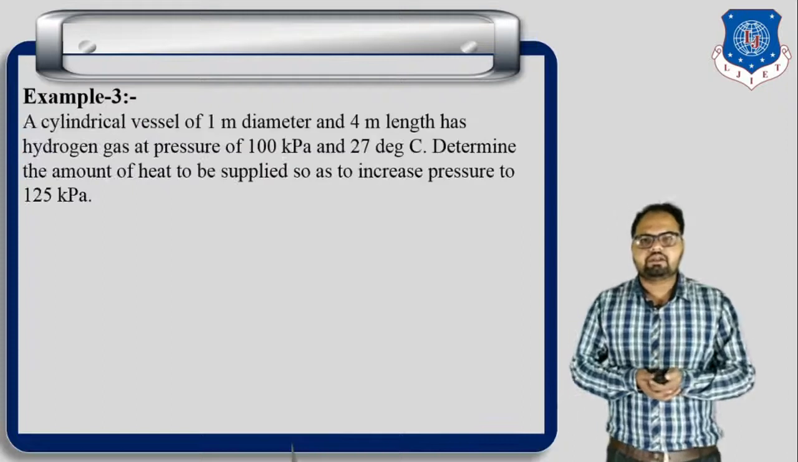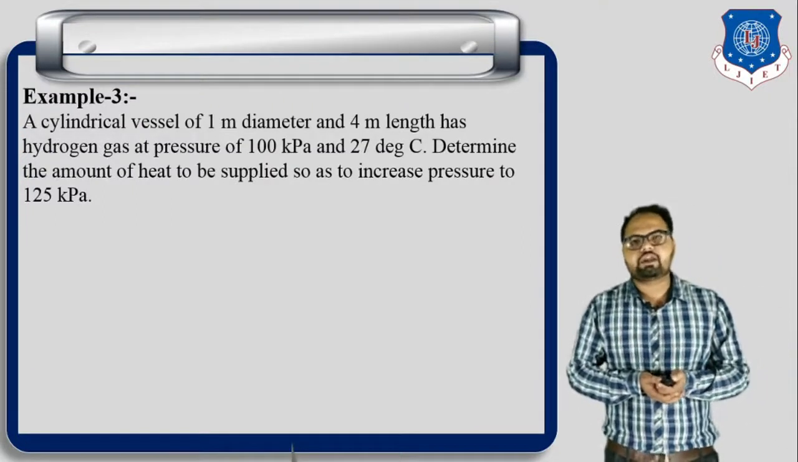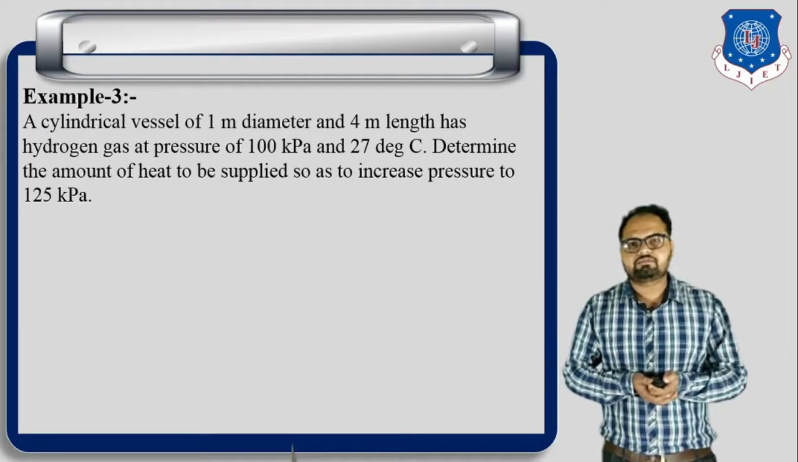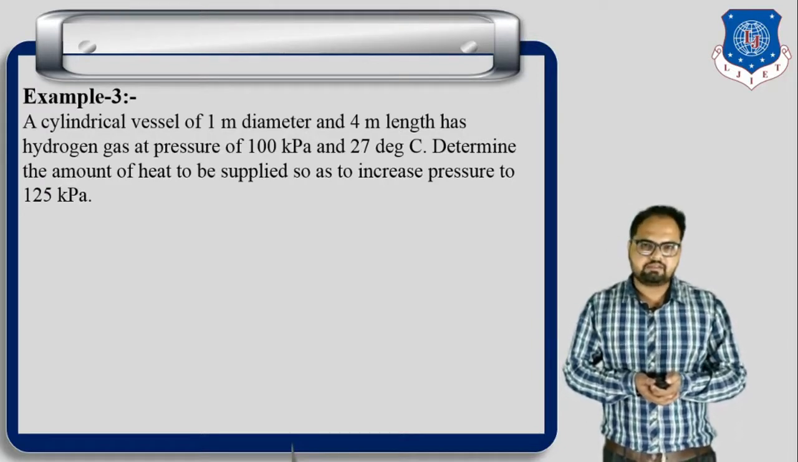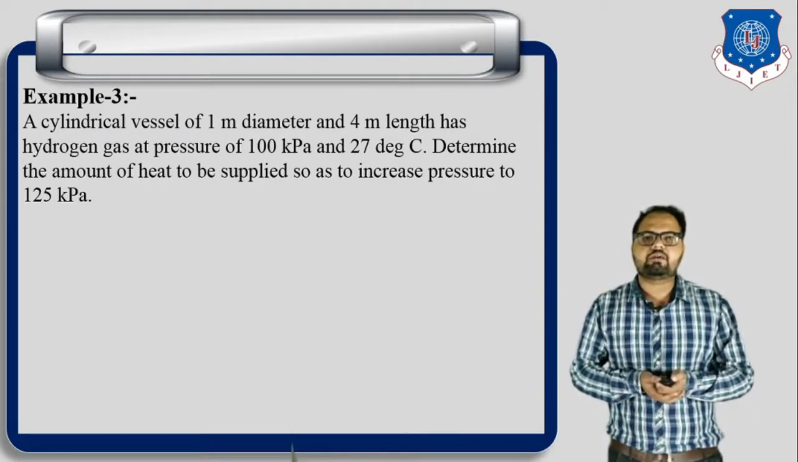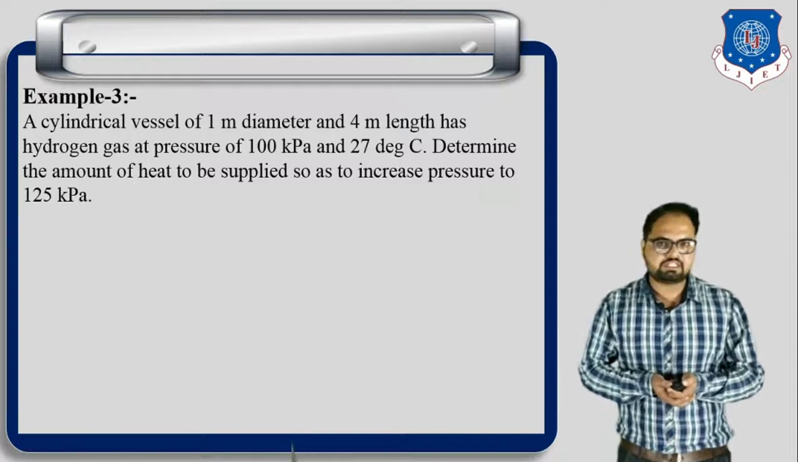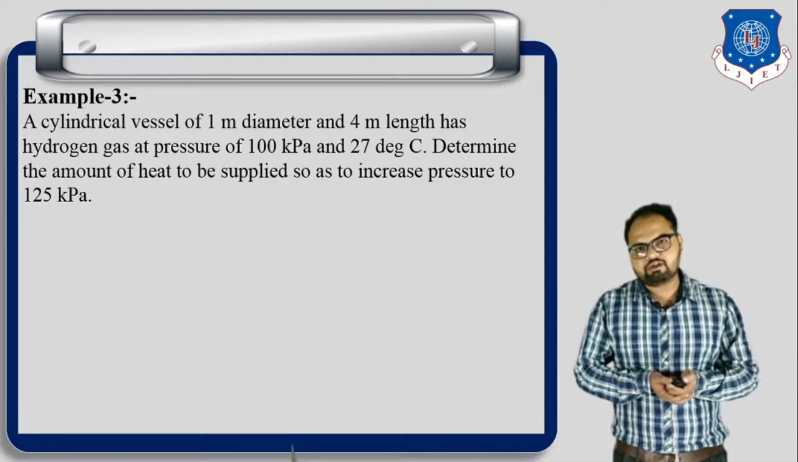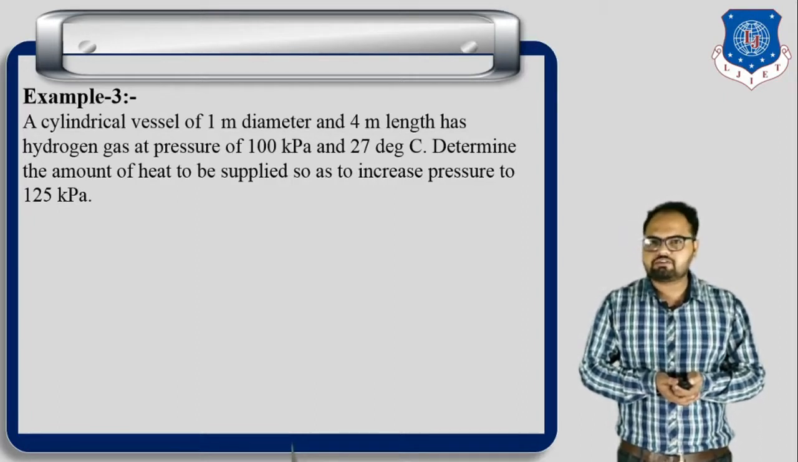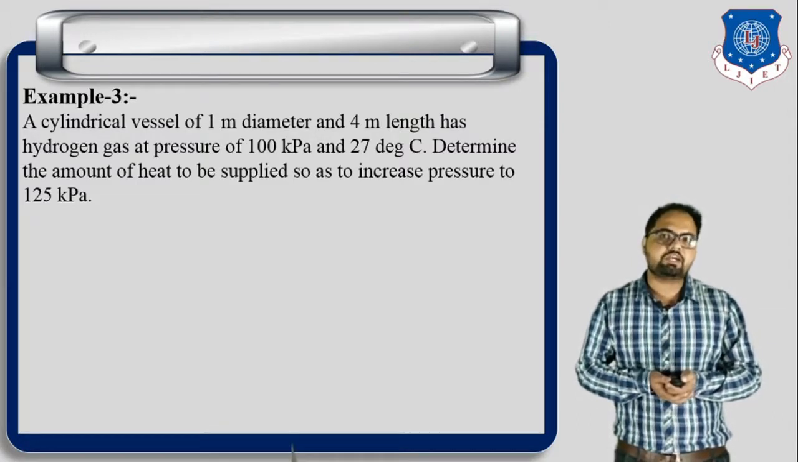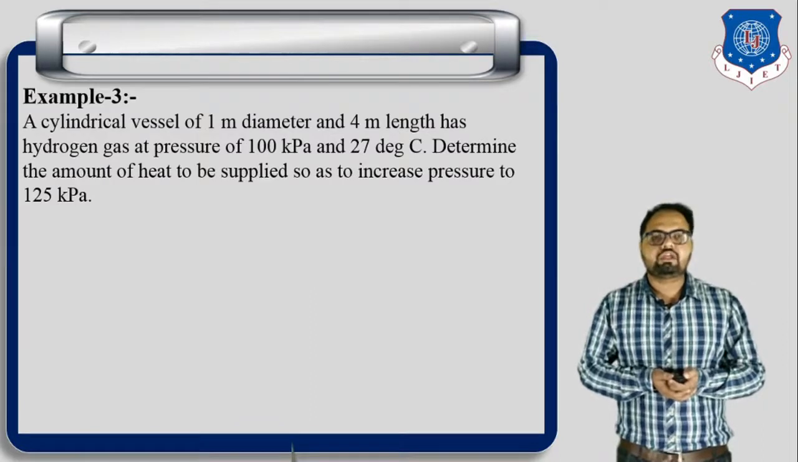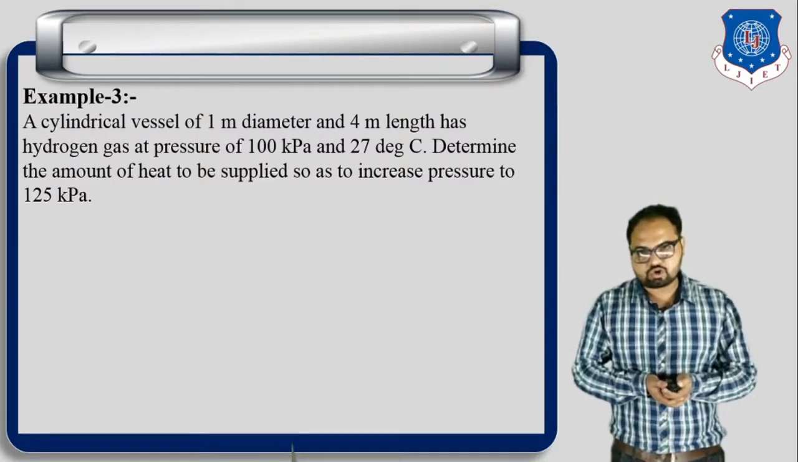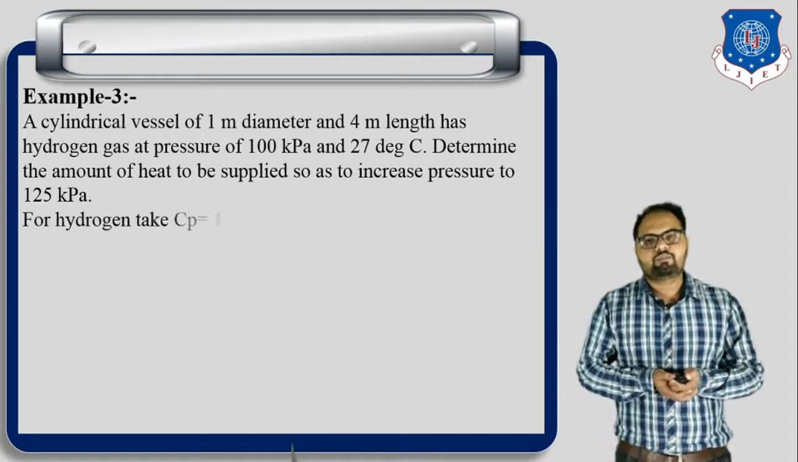So numerical number 3: a cylindrical vessel of 1 meter diameter, 4 meter length, has hydrogen gas at a pressure of 100 kilopascal and 27 degrees Celsius. Determine the amount of heat to be supplied so as to increase the pressure to 125 kilopascal. So here we need to increase the pressure from 100 kilopascal to 125 kilopascal.